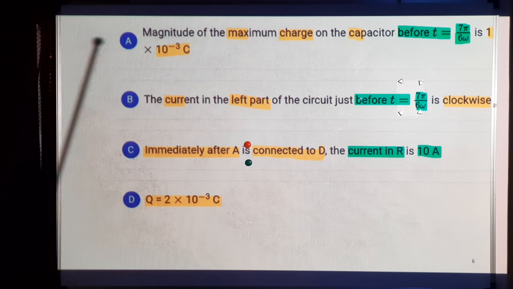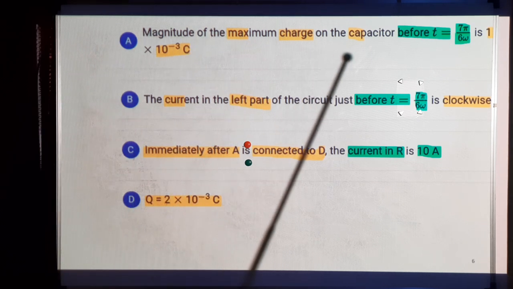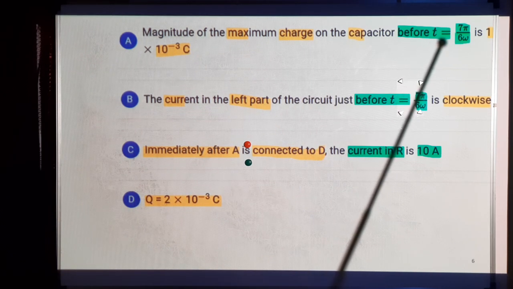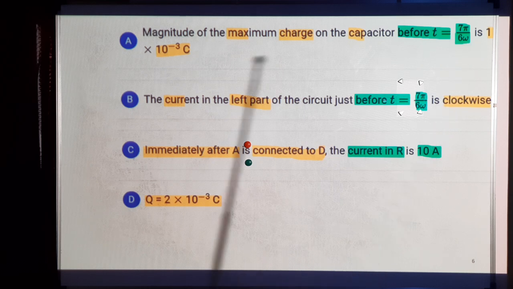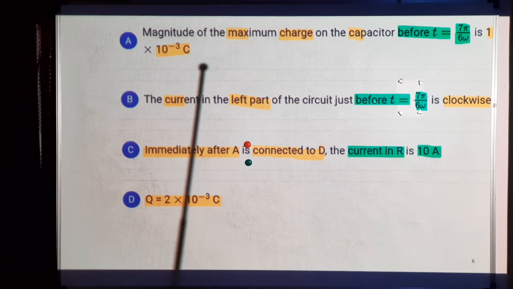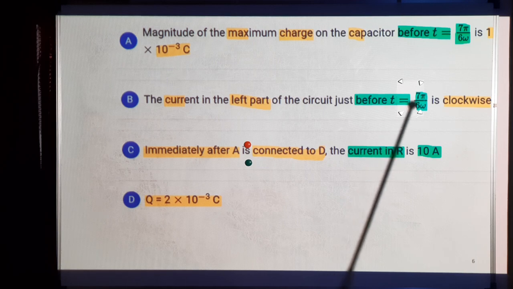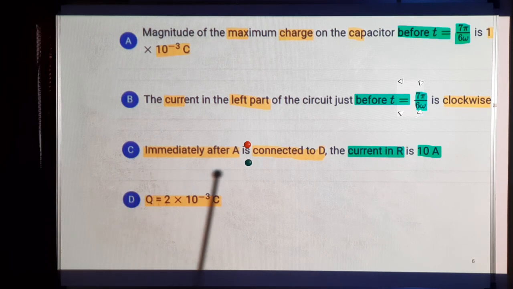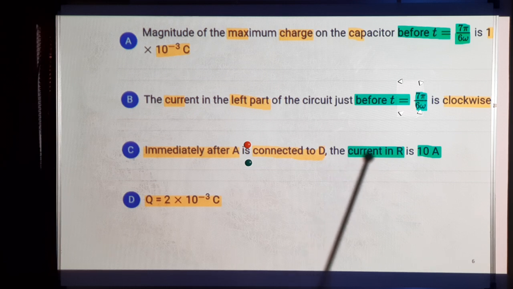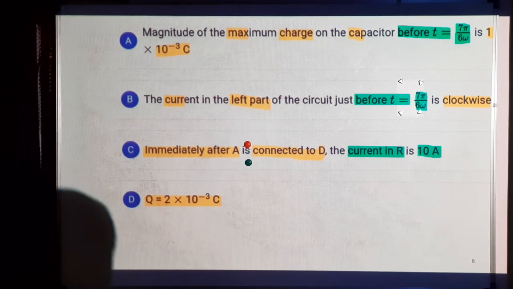Statement A, maximum charge on the capacitor before t equal to 7 pi by 6 omega is 1 into 10 to the minus 3 coulomb. Statement B, the current in the left part of the circuit just before t equal to 7 pi by 6 omega is clockwise. Statement C, immediately after A is connected to D, the current in R is 10 amps. Statement D, Q is 10 to 2 into 10 to the minus 3 coulombs. You can pause and try this question.